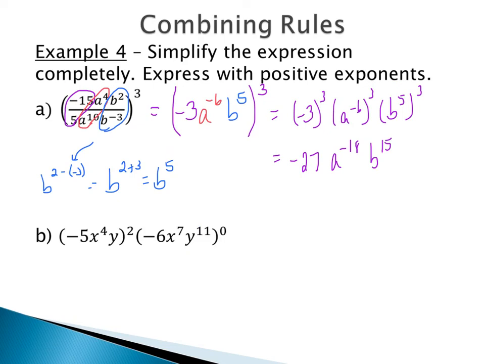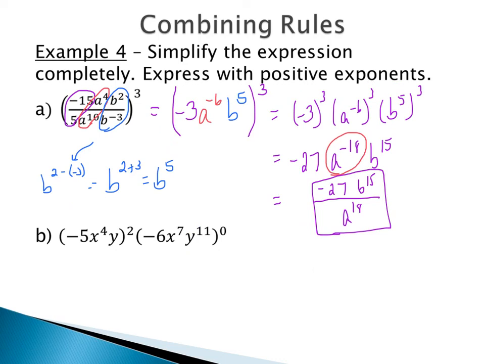Now the directions said to express with positive exponents. So what's important here to understand is that the only negative exponent that I have right now is the a to the negative 18. Although negative 27 is negative, it doesn't have a negative exponent, so make sure you understand the difference. So a to the negative 18 really means 1 over a to the 18th, so in our final answer, a to the 18th would be in the denominator. That means the negative 27 stays in the numerator, and the b to the 15th also stays in the numerator, to get a final answer of negative 27 b to the 15th all over a to the 18th.